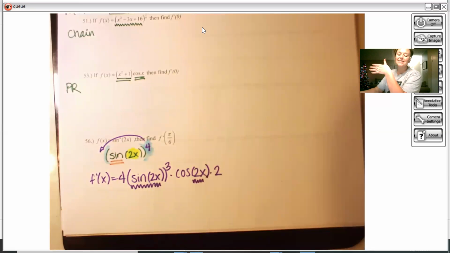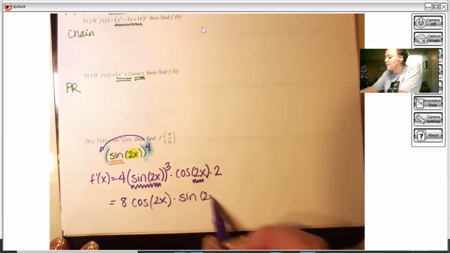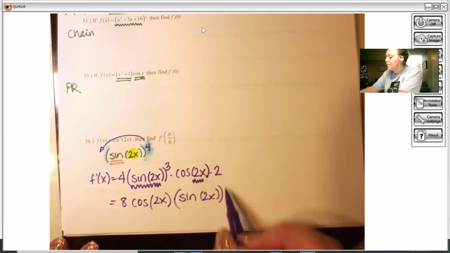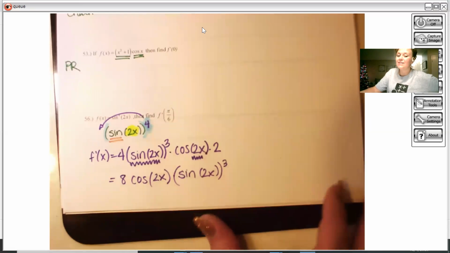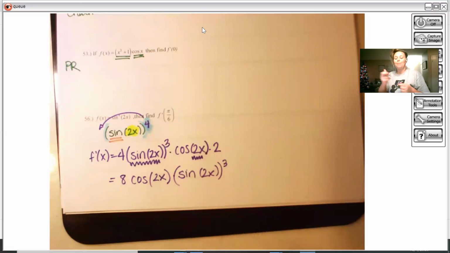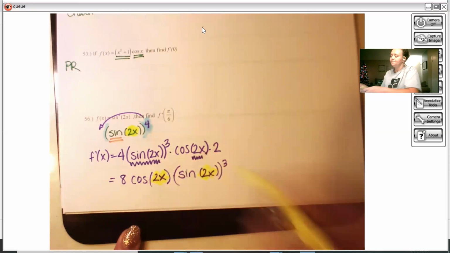And then in my last step, before I plug in my number, I can combine the 4 and the 2 to be an 8 cosine of 2x multiplied by a sine of 2x quantity cubed. Now that's the derivative for whatever x I want. Specifically, I want pi/6. So when I plug in my pi/6, I'm going to plug it in here, and I'm going to plug it in here.